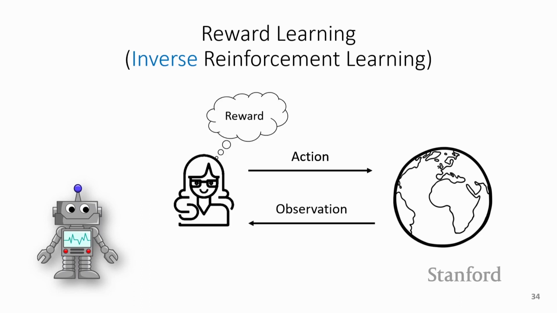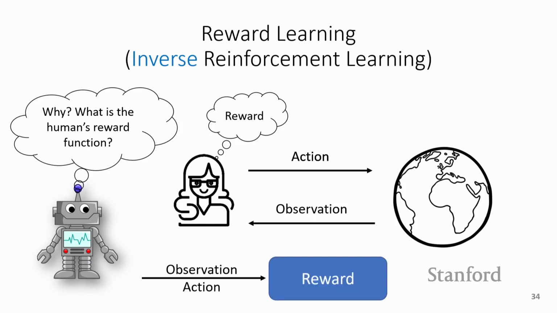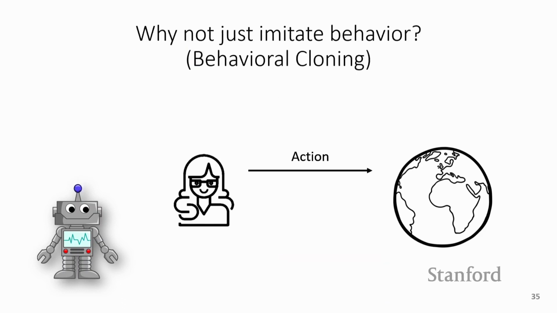We assume that they have some underlying cost function or reward function they're trying to optimize. And then the question here is, why did the human do what they did? What was the human's reward function? Ideally, we want to learn this function. We can take observations, actions, and map it to this scalar real-valued reward signal, telling us how good we think the human thinks these actions or observations are.